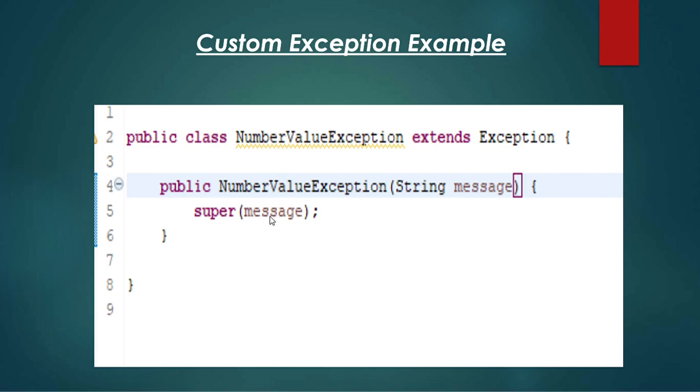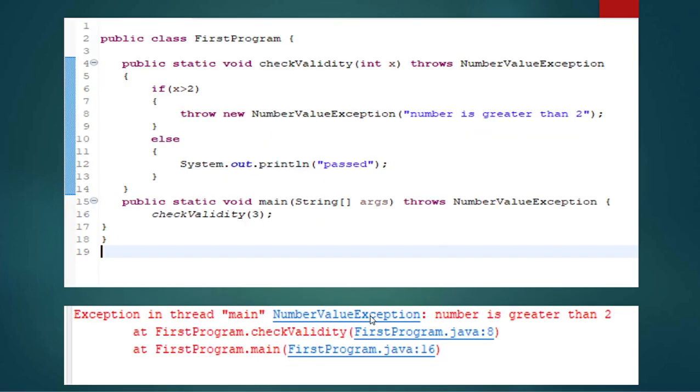Whenever we want to get this message, we can create the object of this class, NumberValueException, and we have a method there, object.getMessage. With the help of that, we can get the exact message which is passed on. That's why we have got the message here, number is greater than 2. This we can also get using the getMessage method. This message, which is coded over here, is provided to the user, so it gives clarity to the user.